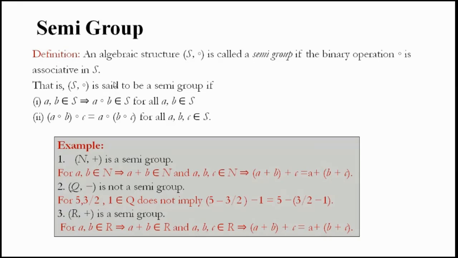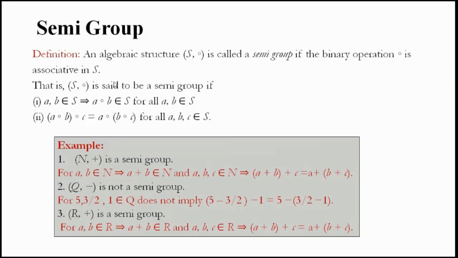Now let us take the example: N comma plus is a semi-group. Here plus is simple addition, and N is the natural numbers. For A, B belonging to N, A plus B belongs to N. So A, B, C also belong to N, so that (A plus B) plus C is equal to A plus (B plus C).